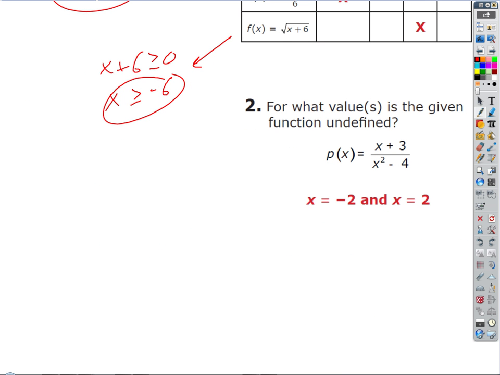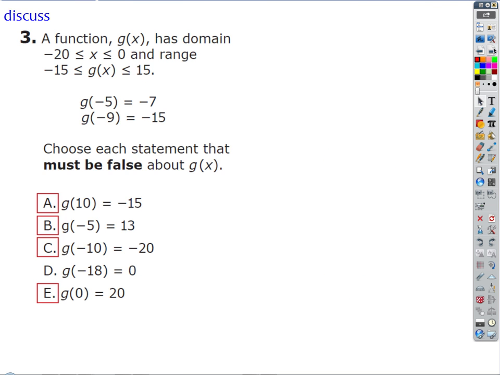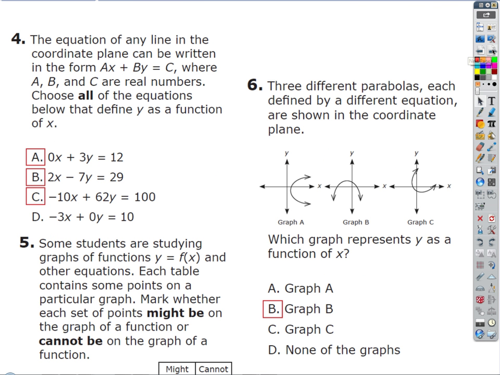Okay? What about this then? For what values is the given function undefined? Where is it not okay? Where did it blow up? Well, wherever the bottom is 0 in this case. When is the bottom 0? x squared minus 4 would be 0 when x squared equals 4. So if I solve that, what do I get? x equals plus or minus 2, isn't it? Plus or minus the square root of 4. Okay, that's what we got. All right. We can skip that.